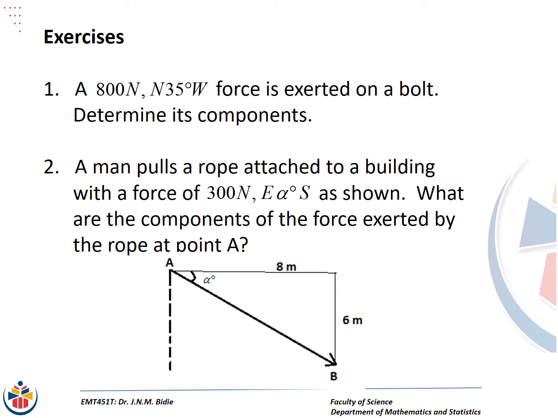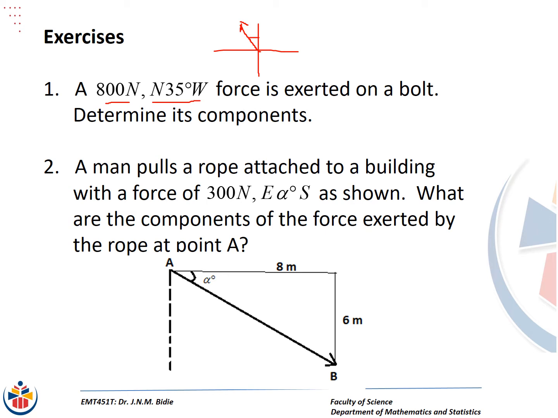We come to exercises. The first one, you are given a force 800 newtons in the direction north 35 degrees west. So that means 35 degrees will be between north and the force itself. So between the north and the force, you will have the angle 35 degrees. So the angle we're talking about is there. So you start in north going west.